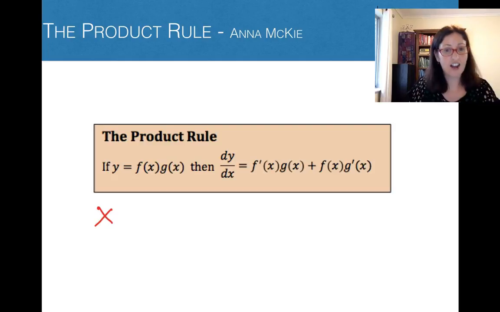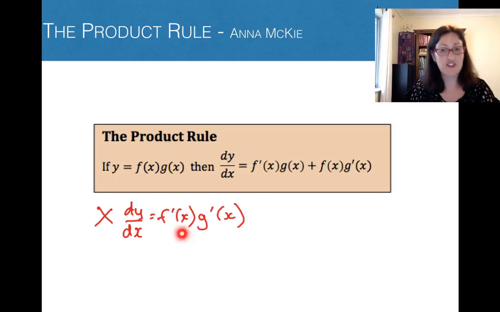I just want to highlight that it is not where you differentiate the first and then tack on next to it the derivative of the second. That's not right. If you're interested in the proof, I'm sure there's one you can find on the internet or in your textbook. So the derivative is this.